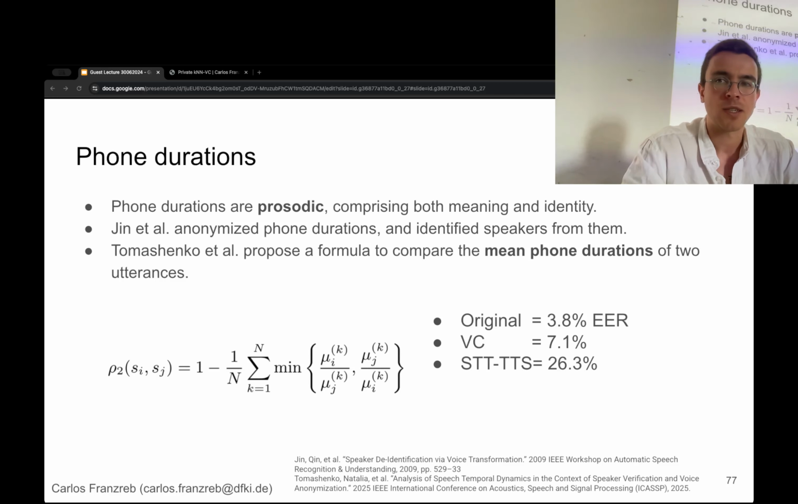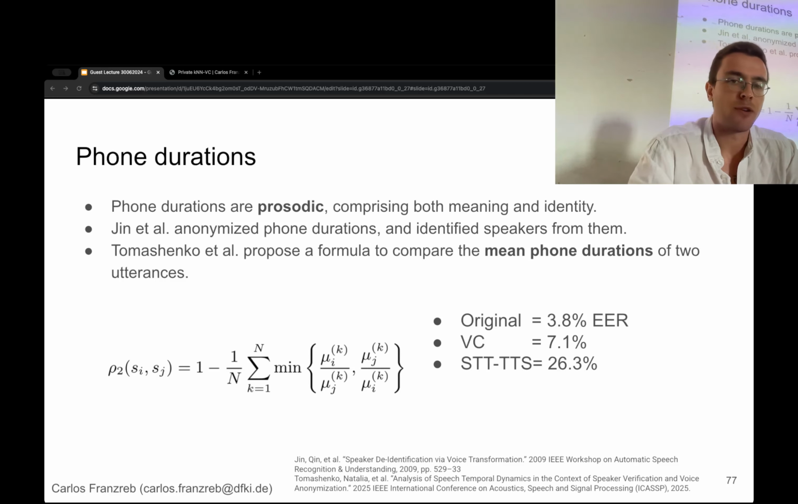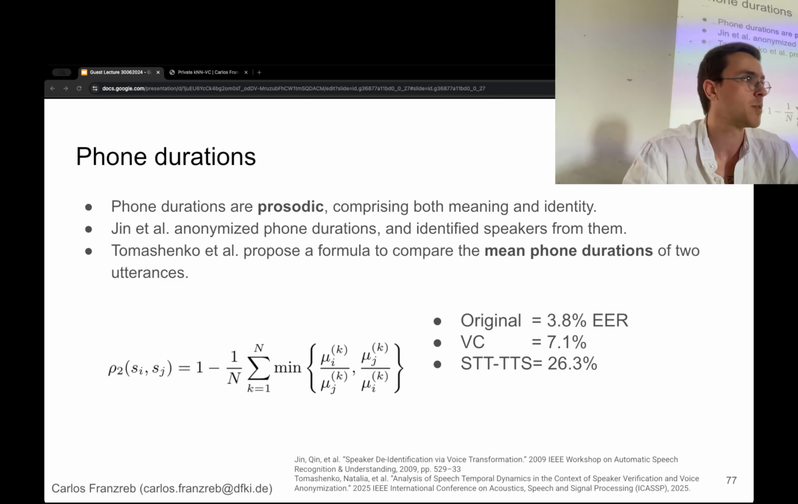Yeah. And there was a different paper that was looking at phone duration specifically, which we also saw Jin do. In this work, they propose a formula to compare the mean phone durations of two different utterances. And if you look here at the results, which are also equal error rates, for the original speech, 3.8%, very low. You're able to identify speakers from mean phone durations. Voice conversion, which preserves phone durations mostly, also very low, 7%. And then on STT-TTS, which you would expect to be much higher, 27%. This actually should be higher.